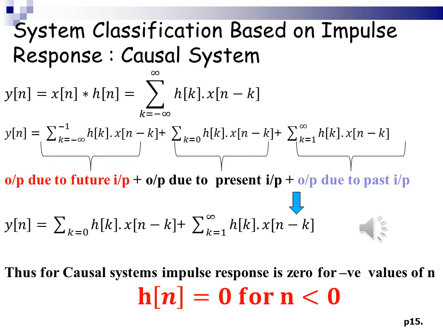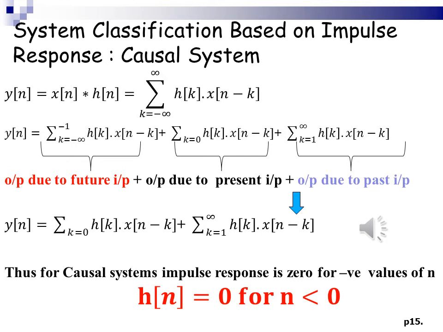Now let's start with the second classification of the system based on impulse response, and that is causal systems. How do we define a causal system? A system for which output depends on present or past values of input but not on future values of input is called a causal system.